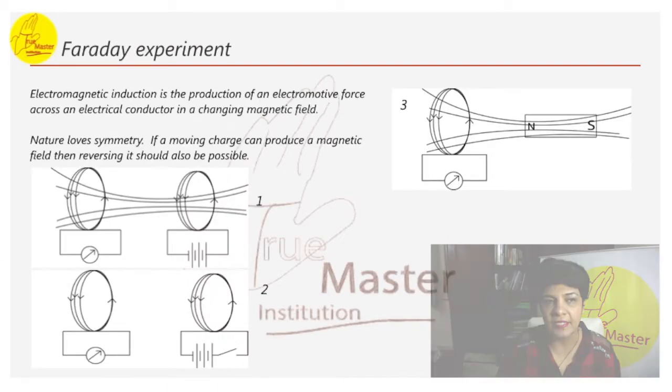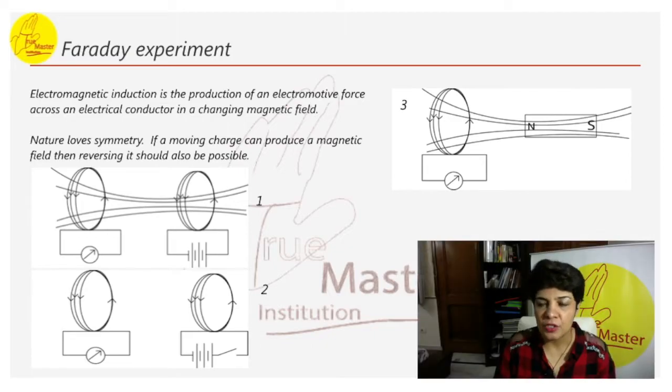Starting with Faraday's experiment, electromagnetic induction is the production of EMF. So we are going to produce the EMF. It's the production of EMF across a conductor in a changing magnetic field. So the magnetic field is changing, and that is going to produce an EMF. This phenomenon was discovered and understood on the basis of Faraday's experiment, which I'm going to explain in detail.